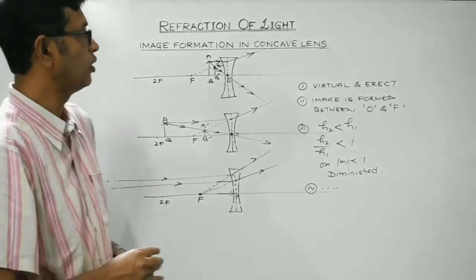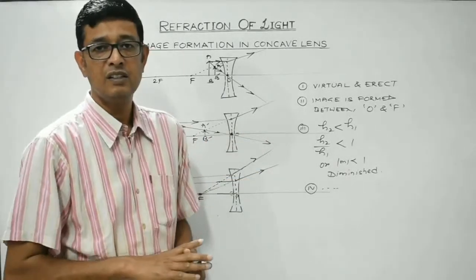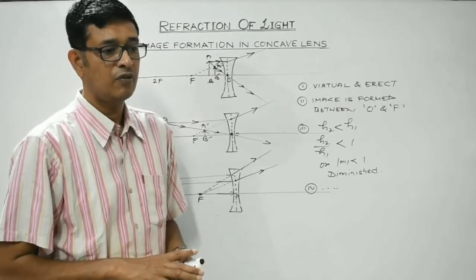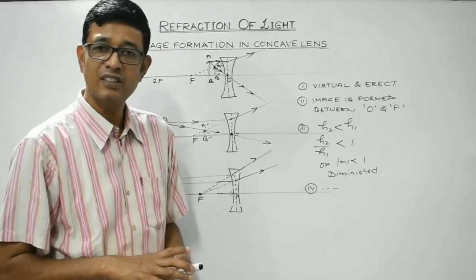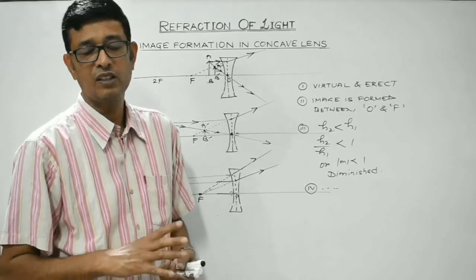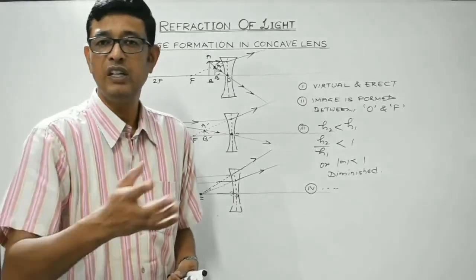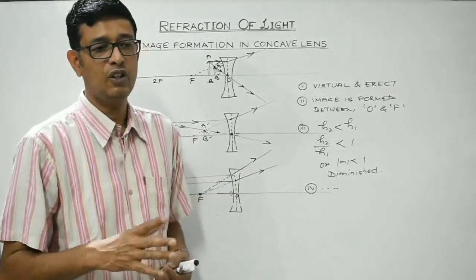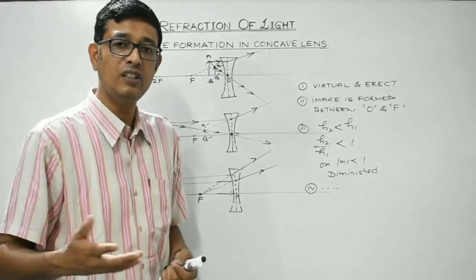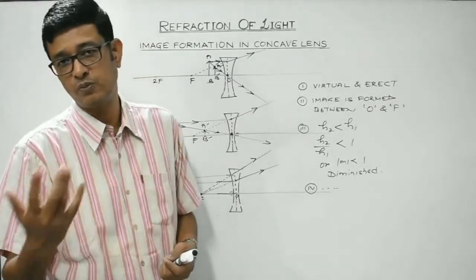So students, I hope you have understood this topic completely. In the next session, we will discuss the lens formula. A lens formula is a mathematical relationship between u, v and f. Right? And then we'll also try to obtain an expression for the linear magnification in terms of the object distance and the image distance.